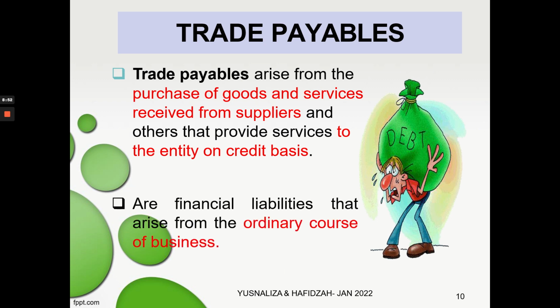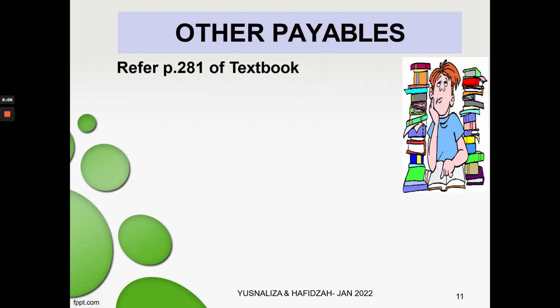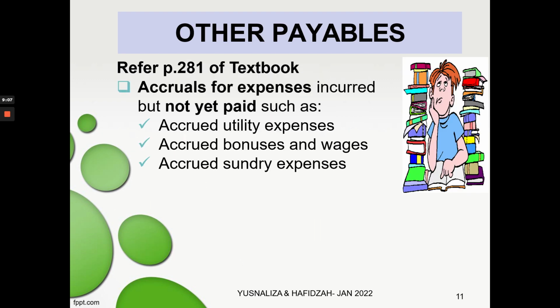They are financial liabilities because why? They arise from the ordinary course of business. So it's not from occasional business, but from normal day-to-day business. So let's refer to page 281 of the textbook.